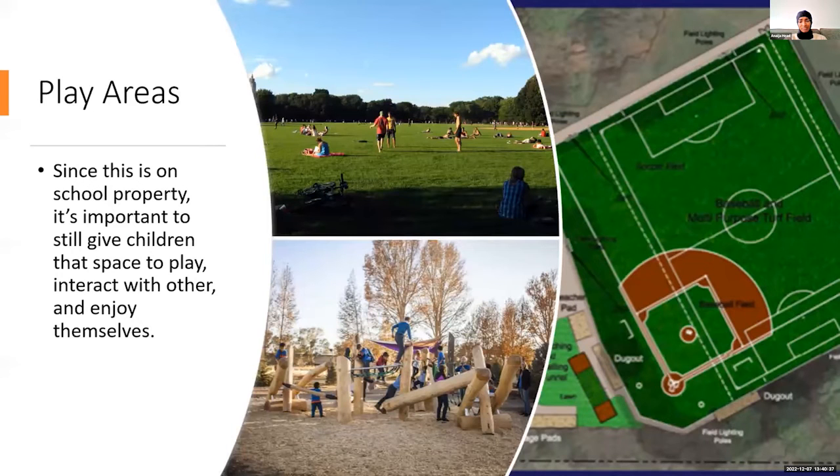So this is just showing what the play areas would be like. Since this is on school property, it's important to give the children space to play, interact with each other, and enjoy themselves. So we have the natural play area, the recreational lawn, and obviously the multi-purpose ball field.